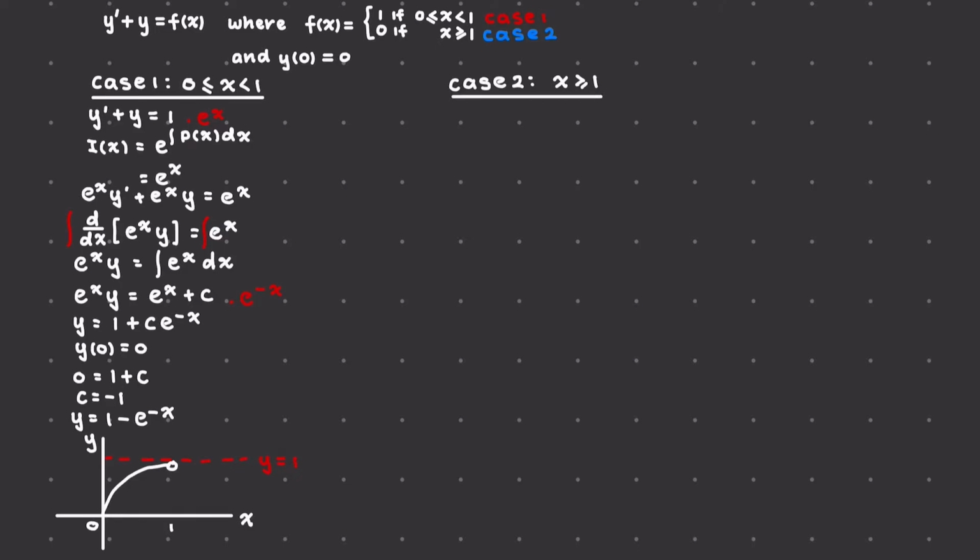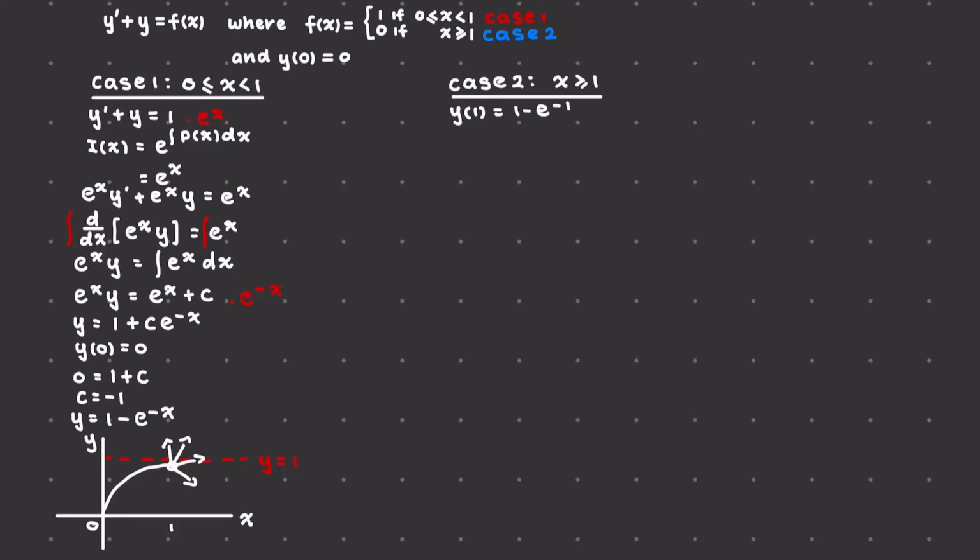And using our new initial condition at this point, because it doesn't matter where it goes, but it must go from this point to somewhere to make this equation continuous, okay? Because we're looking for the continuity right here. And so this point right here has an initial condition of y(1) equals 1 minus e to the negative 1, because we're just plugging 1 in as the x value.